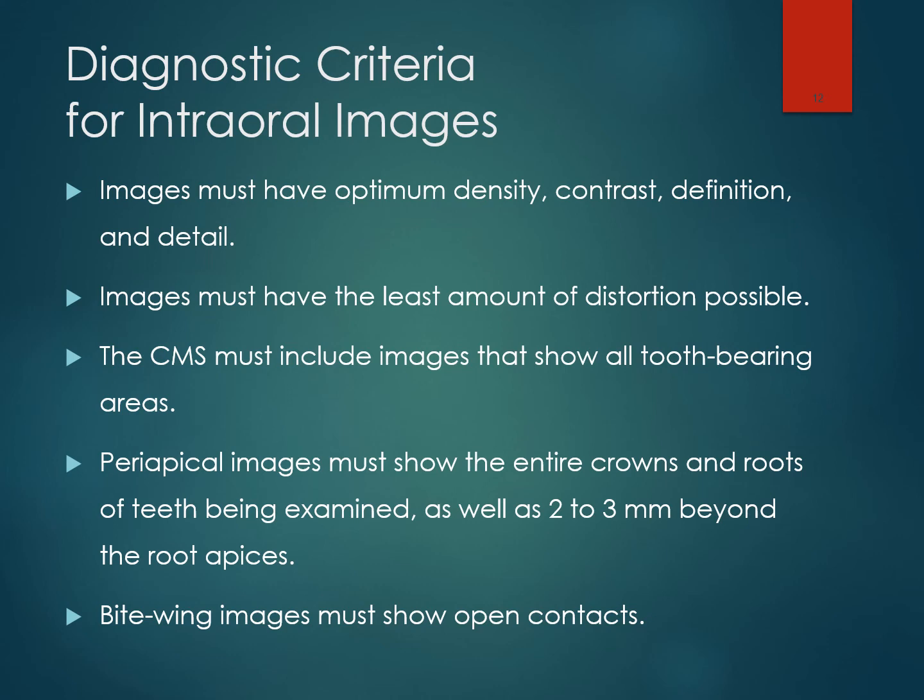So if you feel really sorry for your patient and you don't want to put that receptor in there far enough so that we can see that patient's wisdom tooth, then you're doing your patient a disservice, because we need to know what the backside of that wisdom tooth looks like. Okay, we need to know if they have a cavity on it, and so you need to get that receptor in there. Periapical images have to show the entire crowns and the roots of the teeth being examined, as well as 2 to 3 millimeters beyond the root apices, which is what we talked about.